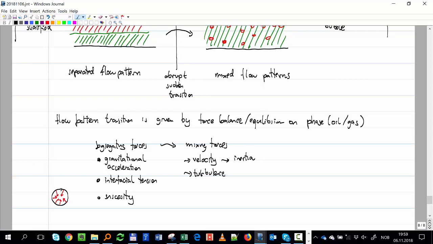So you always have this fight in every flow pattern between these forces, between these phenomena. And the one that wins is the one that defines how the flow pattern looks. If you have segregation, gravity is winning, the viscosity is high, interfacial tension, they tend to separate. But if you have a lot of velocity, a lot of turbulence, you have a lot of mixing.